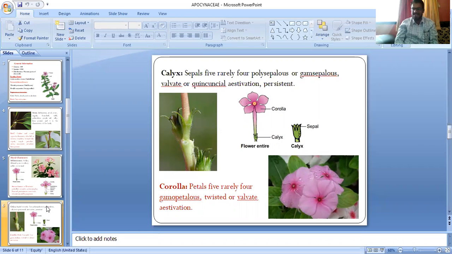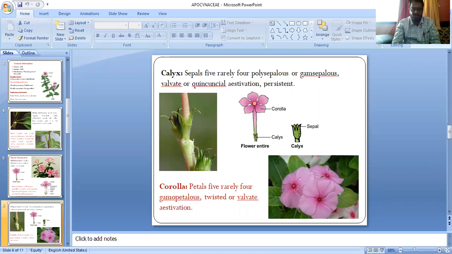Then the calyx is persistent. What is persistent calyx? We have seen in family Solanaceae, the calyx is persistent. In Solanaceae also the calyx is persistent. Permanent, sir. Yes, the calyx is permanent in Apocynaceae also.